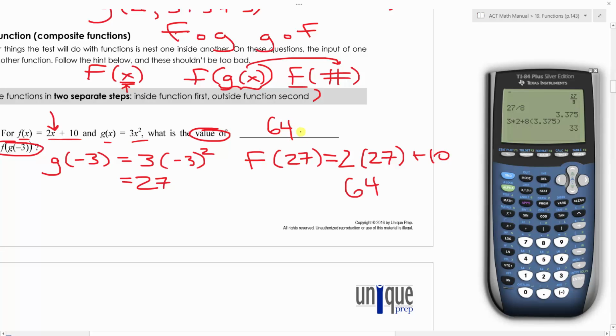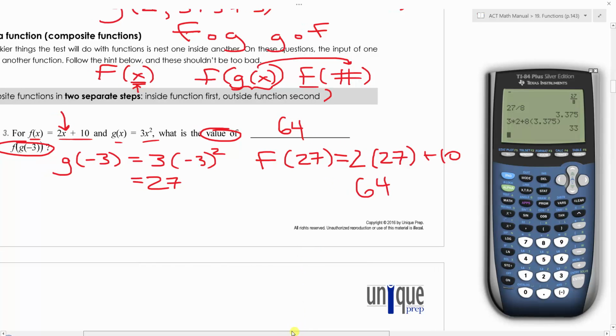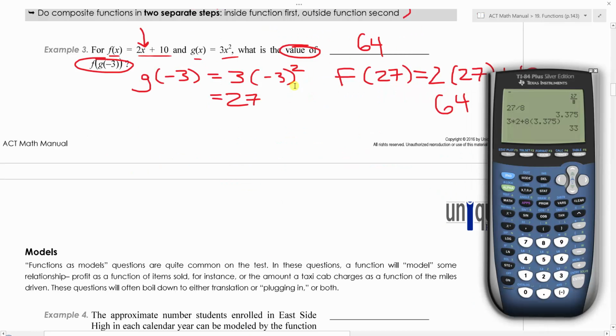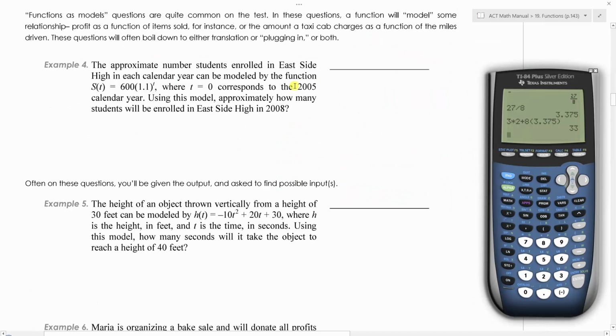So again, composition of functions or function of a function questions, you want to do them one step at a time, and as long as you do, they shouldn't be too difficult.